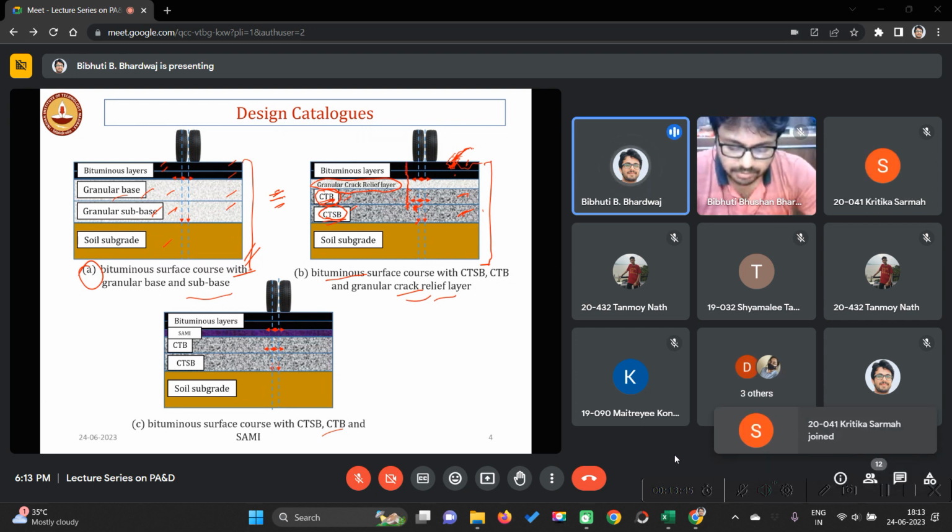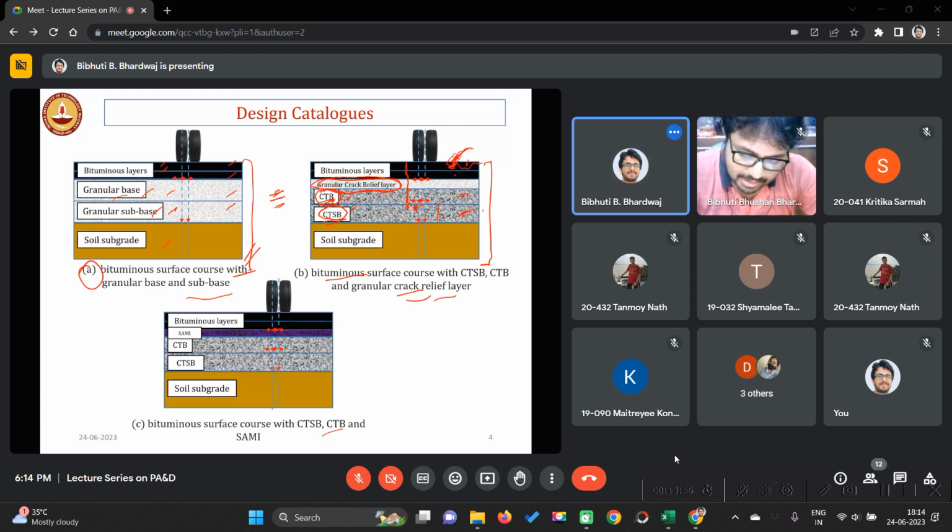Understood? So that's why this granular crack relief layer is introduced, so that if there is some crack in the cement treated layers, these cracks will not be reflected on the surface of the pavement. So this is the granular crack relief layer, where we use some aggregates.